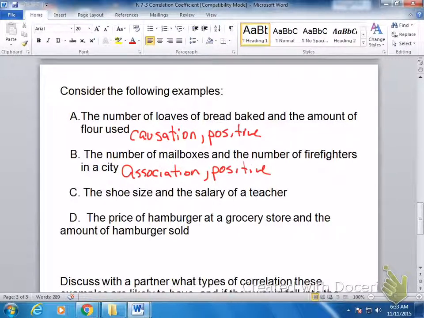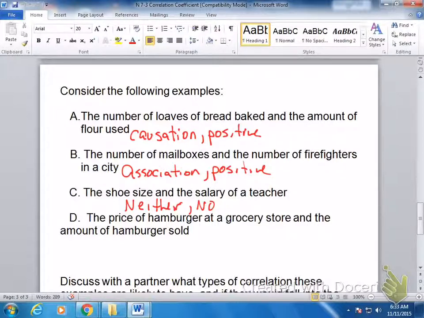Okay. The next one, the shoe size and a salary of a teacher. Well, I don't think that anybody's shoe size determines their salary. There's teachers here who probably have small shoe sizes that have been here for 20 years that make a lot more money than Mr. Clevenger, who's been here for 1 year, and I have fairly large shoes, so I'm going to say that it's neither causation or association, it's neither. And just like when we did the scatter plots and decided if they were positive, negative, or no correlation, shoe size and salary have nothing to do with each other, so there is no correlation. So think about if things can associate or not.